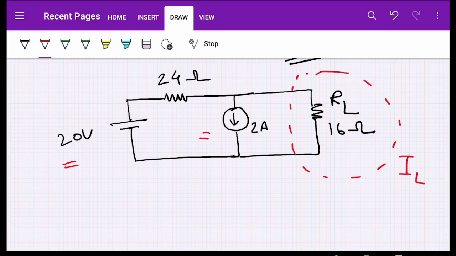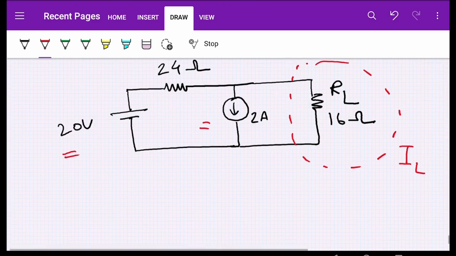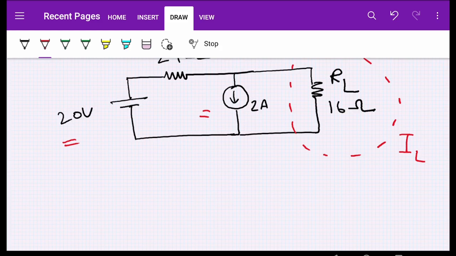If you don't want to apply the superposition theorem here, you can solve this problem using some advanced analysis techniques such as nodal analysis and so on. But if you use the superposition theorem, it is easier to solve and it will take very little time. Let us see how to do it.